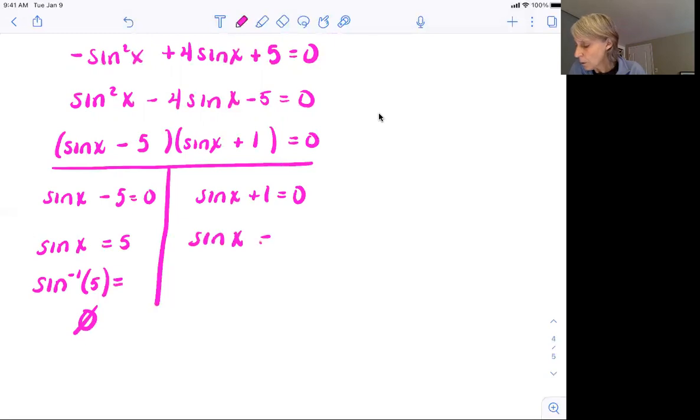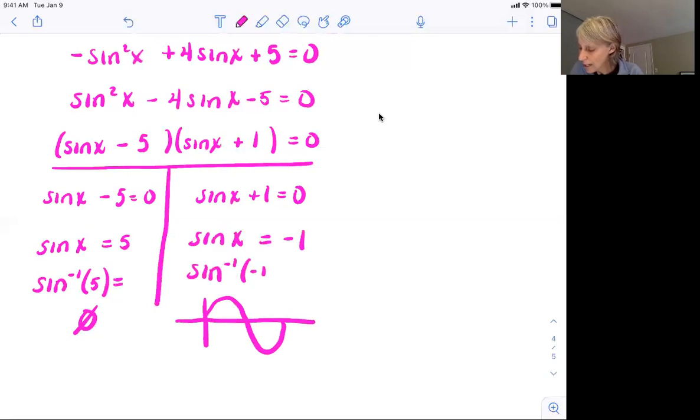Sine x equals negative 1. Again, since we're solving for a function value that's 0 or 1 in magnitude, we're going to think of our sine curve. The angle whose sine is -1 is going to be 270 degrees. So our only solution is going to be 270 degrees.